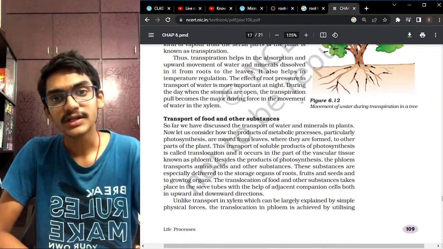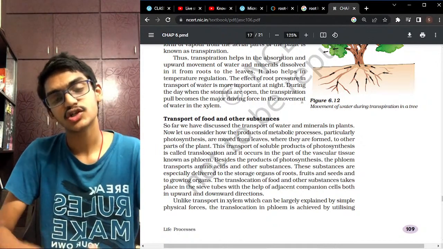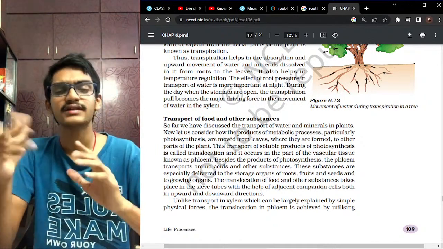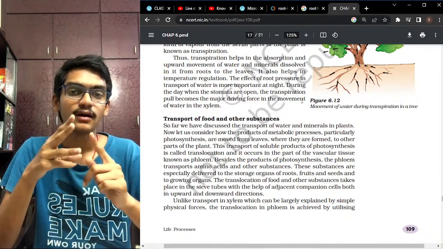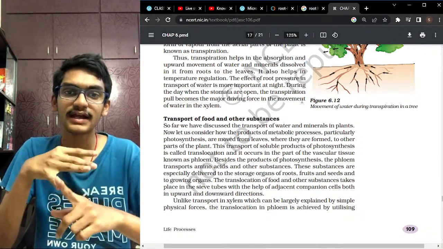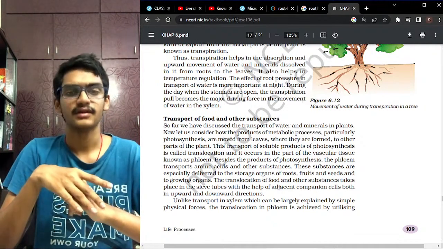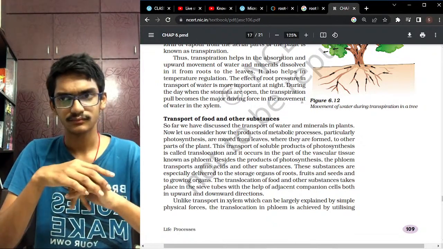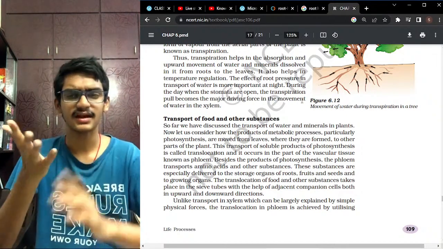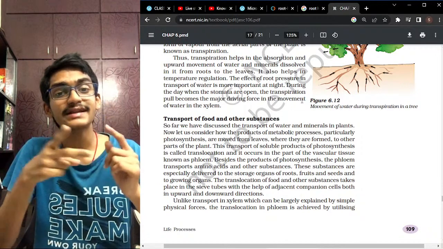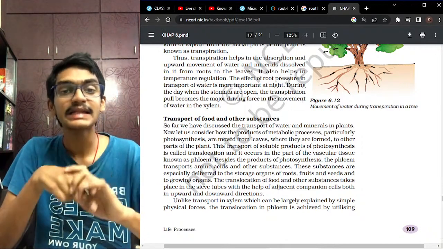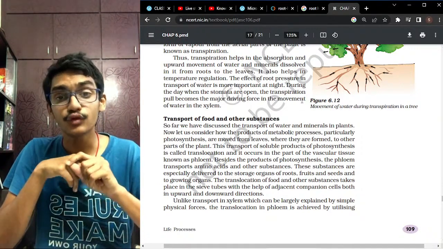Now phloem tissues, why are they considered to be the living tissues? Because there are 5 different types: sieve tubes, companion cells, then phloem parenchyma, phloem sclerenchyma, and phloem fibers, or phloem vessels also, you can say. So these are the 5 different tissues which are present. And only the sieve tubes and the companion cells are mainly responsible for the transportation of food to different parts of the plant.